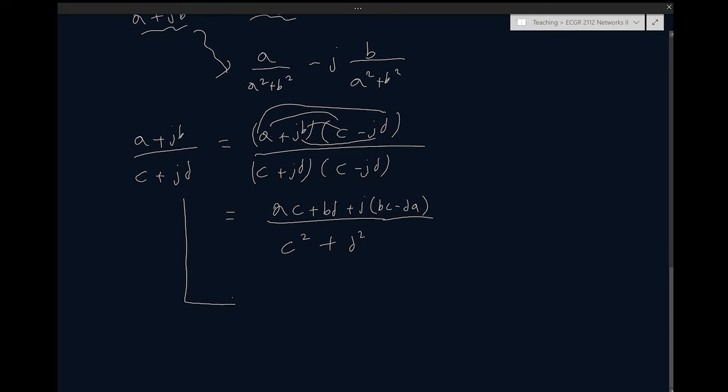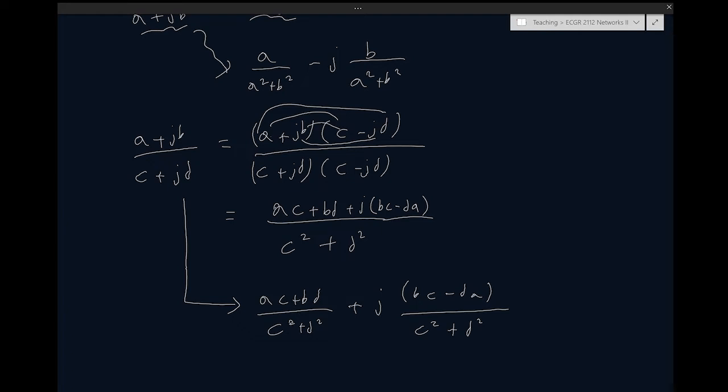Dividing two complex numbers gives me this equation, ac plus bd. Let me separate the real and imaginary parts. So this is the new complex number, (bc minus da) over c squared plus d squared. And I can do this through conjugation. Conjugation simplifies the process of dividing complex numbers with each other and inverting complex numbers. Okay.